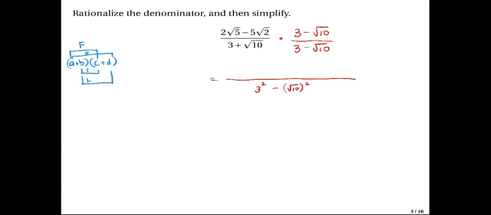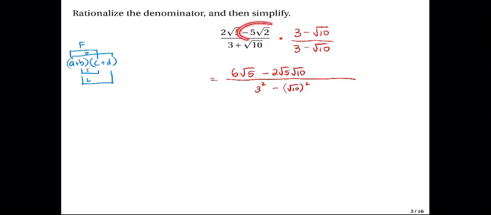For the first, this term multiplied by this term: 2 square root of 5 times 3 becomes 6 square root of 5. Then this term multiplied by this term: 2 square root of 5 times negative square root of 10 gives minus 2 square root of 5 times square root of 10.